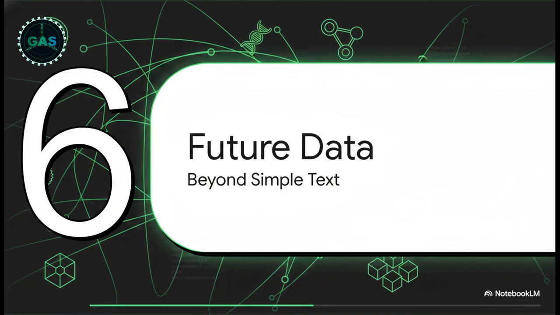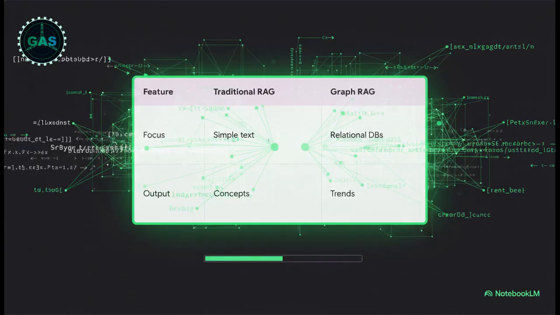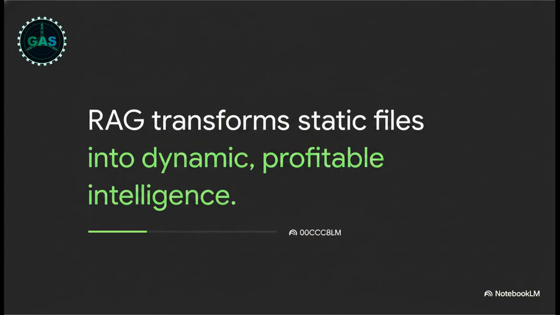Section 6. The future of data beyond simple text. As your reliance on AI deepens, these capabilities are going to extend into highly complex ecosystems well beyond simple text documents. While traditional RAG handles text beautifully, it struggles with interconnected databases. This is where Graph RAG and integrated SQL querying come in, allowing you to extract complex relational trends, like cross-referencing customer churn against engineering timelines. At its core, mastering these three pillars transforms static, idle company files into dynamic, highly profitable business intelligence.